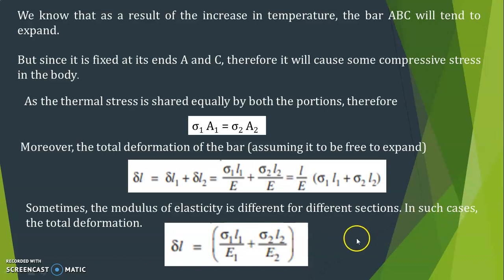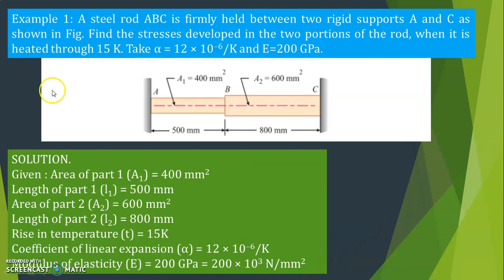Okay, let us solve one example. A steel rod ABC is firmly held between two rigid supports A and C as shown in the figure. Find the stresses developed in the two portions of the rod when it is heated through 15 K. Take alpha is equal to 12 into 10 raised to minus 6 per K and E is equal to 200 GPa. This is a bar of varying section.